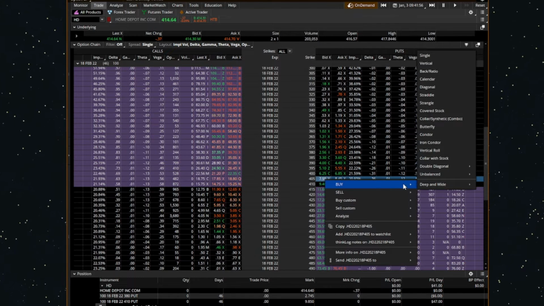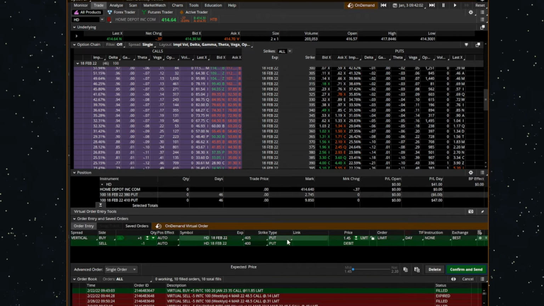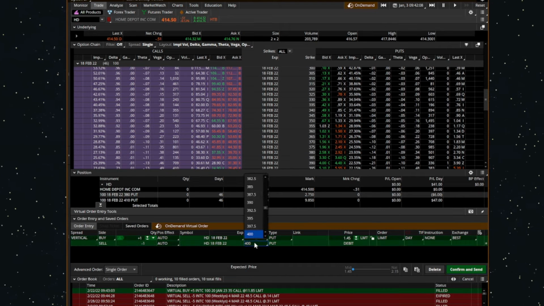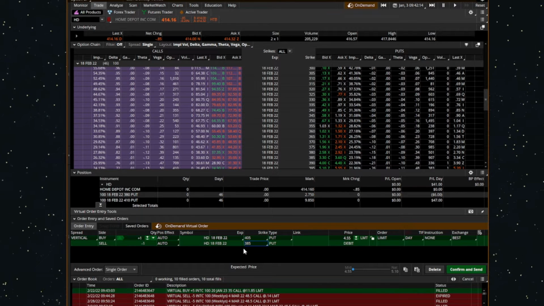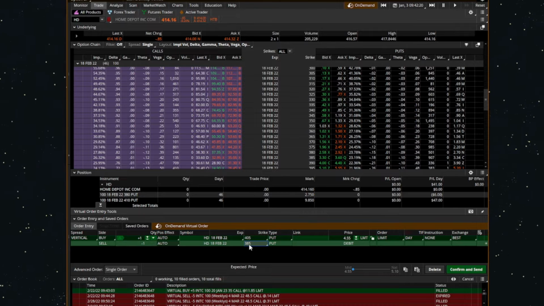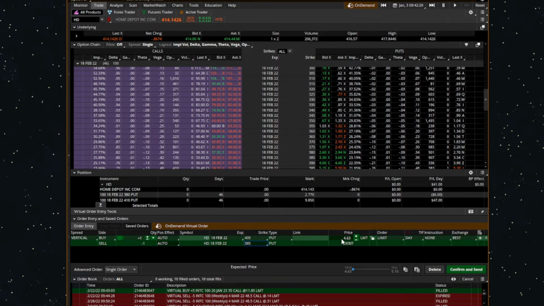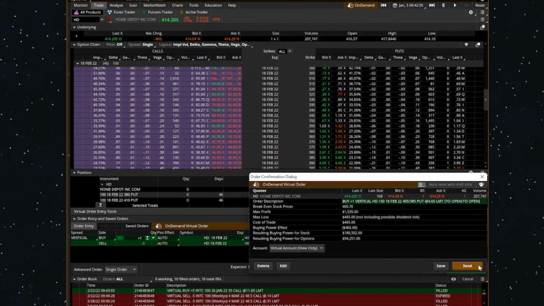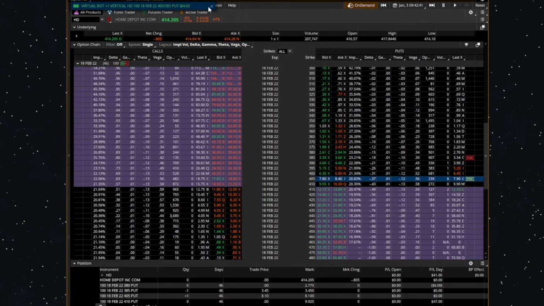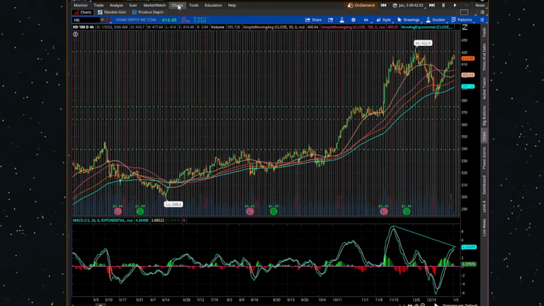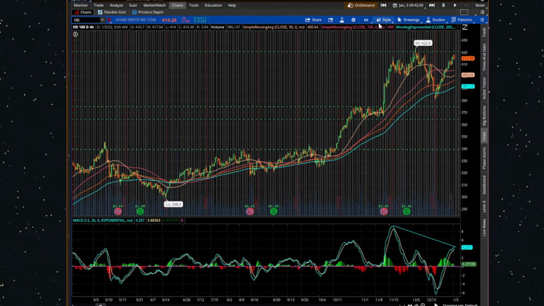So I'm going to hit buy vertical. I'm going to click that 405. This one is going to go to 385. So that is a $20 spread, and I'm going to pay $463 to get into it. I'm going to hit send. I got the order filled. So now we're going to head back to the charts and let this trade play out.